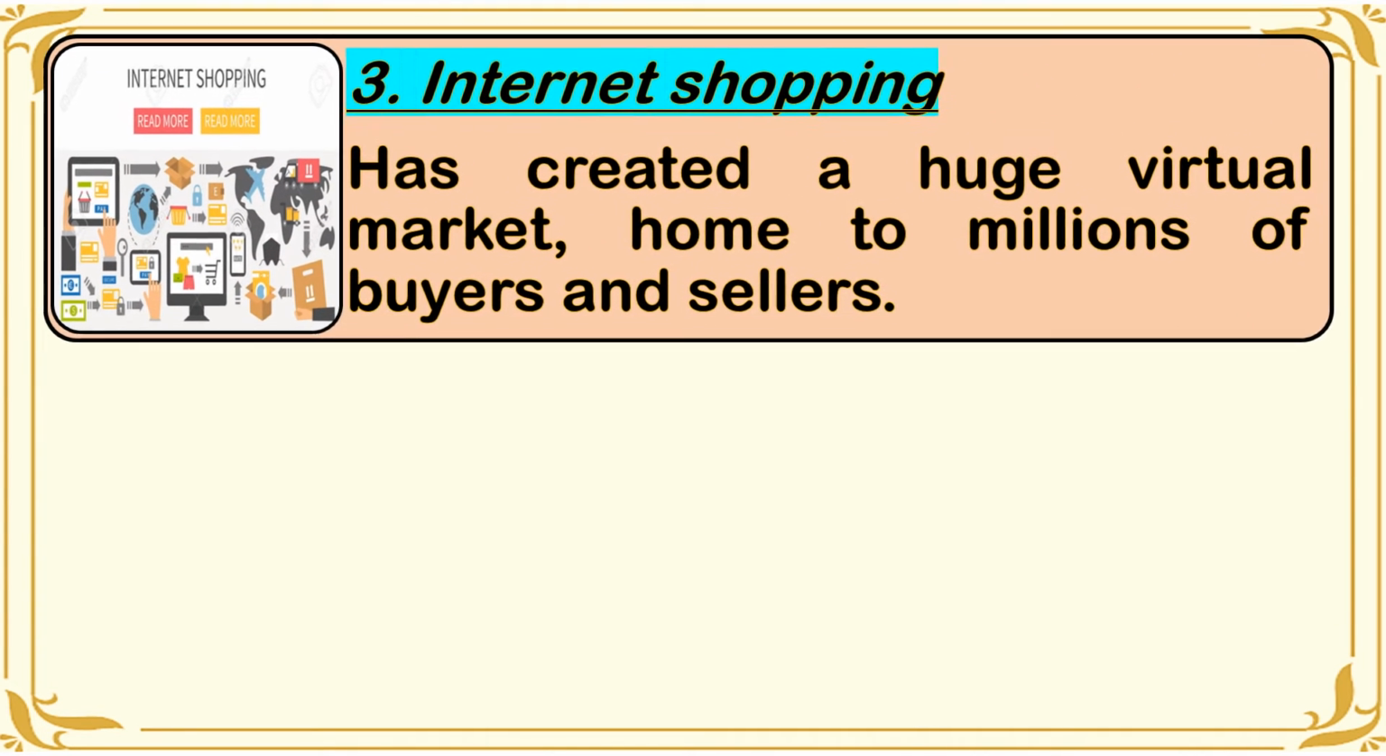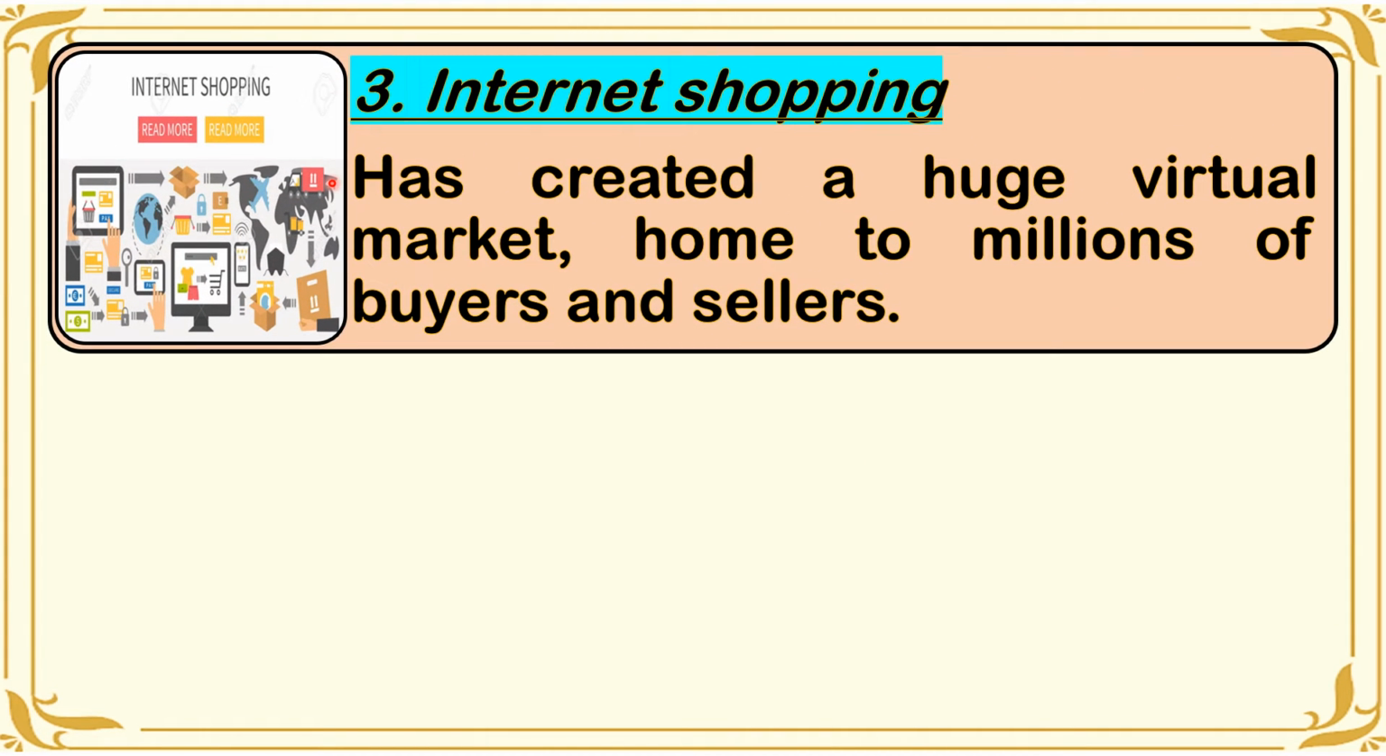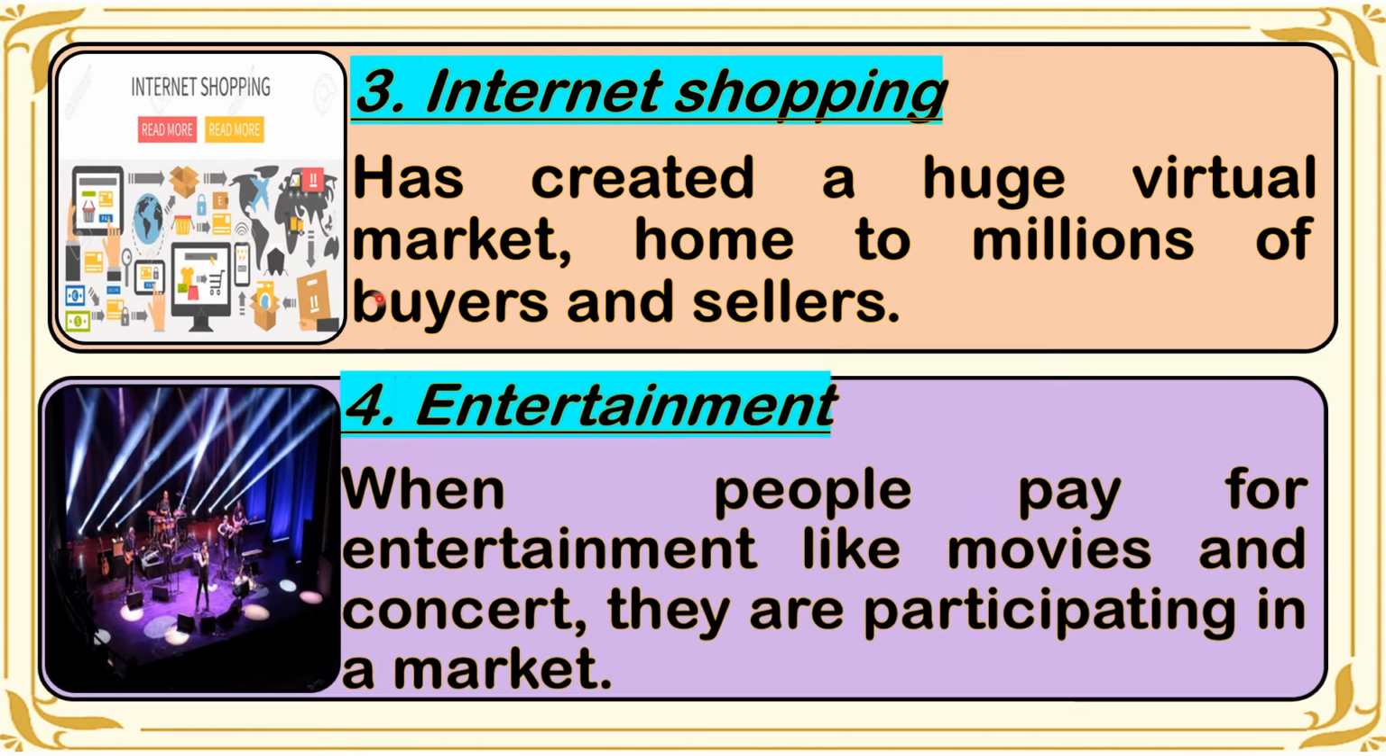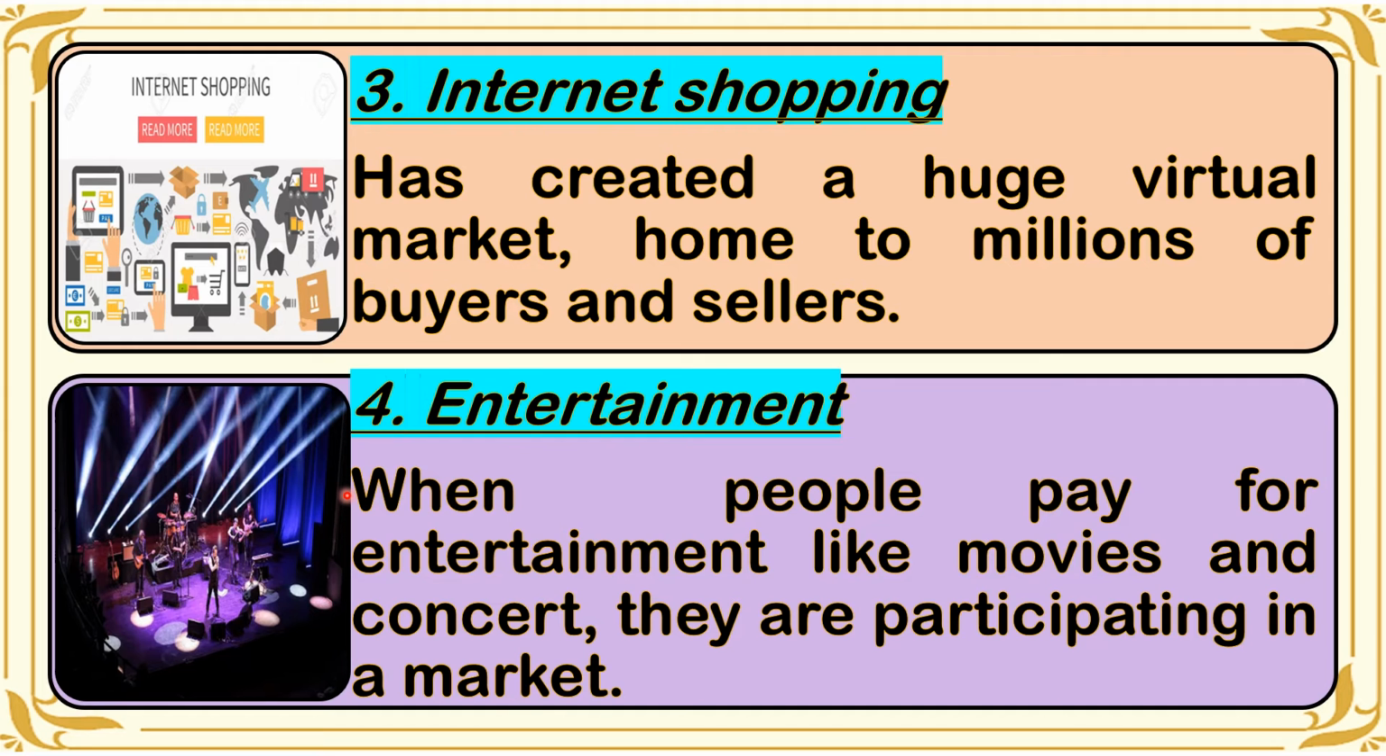Next, class number 3, internet shopping, has created a huge virtual market home to millions of buyers and sellers. Example, Lazada, Shopee, Amazon, eBay, and a lot of people are using online shopping, class, and a lot of people are doing their business through internet, especially now because of the pandemic. And the last one, we have entertainment. When people pay for entertainment like movies and concert, they are participating in a market like Netflix. Okay, you pay for your Netflix subscription every month, so that is because of entertainment. So you are participating in a market.